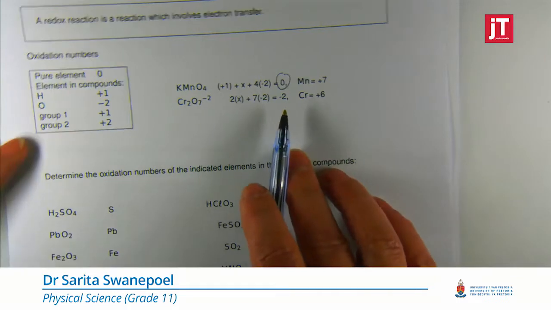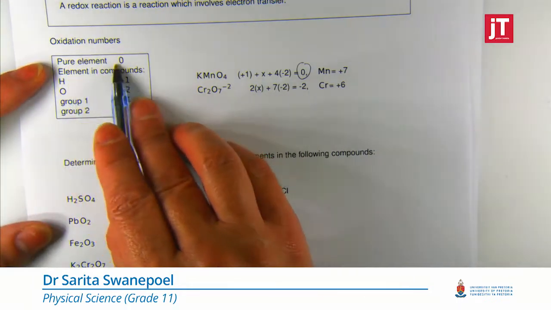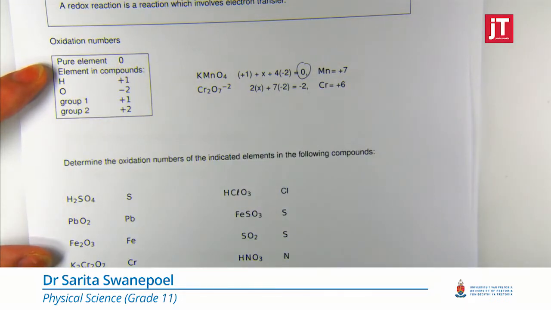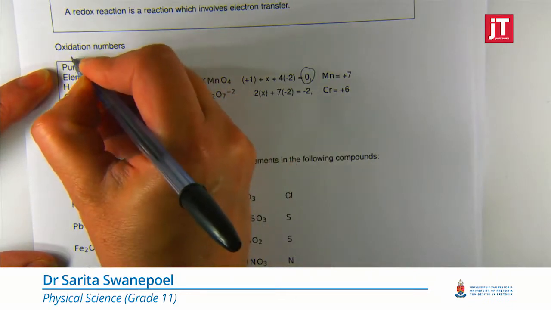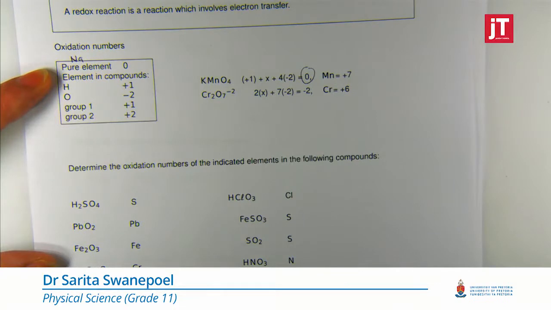Now let's start. There's a number of rules, right? The first rule, if it's a pure element, it takes 0. Pure element means it's not bonded to something else. So that can be something like sodium, right? Sodium not bonded to something else, that should take a 0.